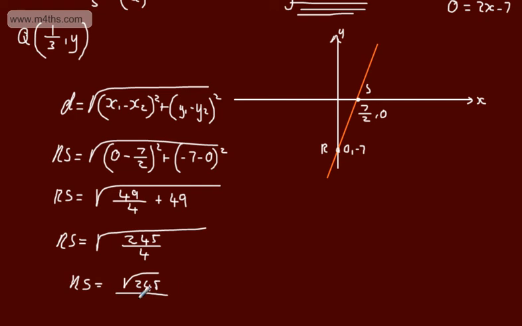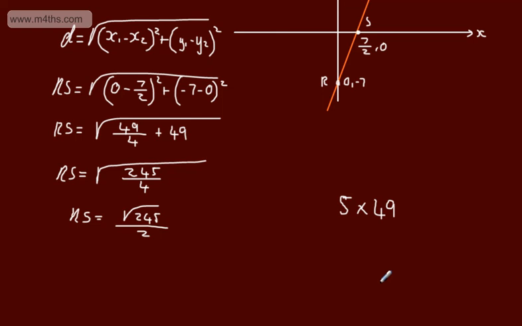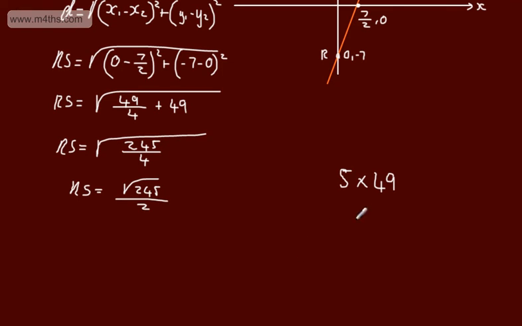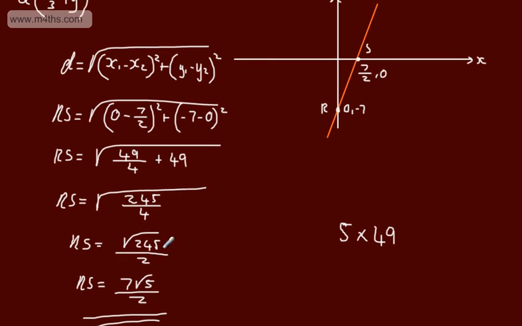At this stage, we could look to simplify the numerator, and 245 is 5 times 49. So if we consider writing this as a surd, RS is going to be equal to 7 root 5 over 2. We weren't asked to simplify our answer, and I'm sure you'd get the full marks if you left it as root 245 over 2. This is a surd answer written here in its simplest form.